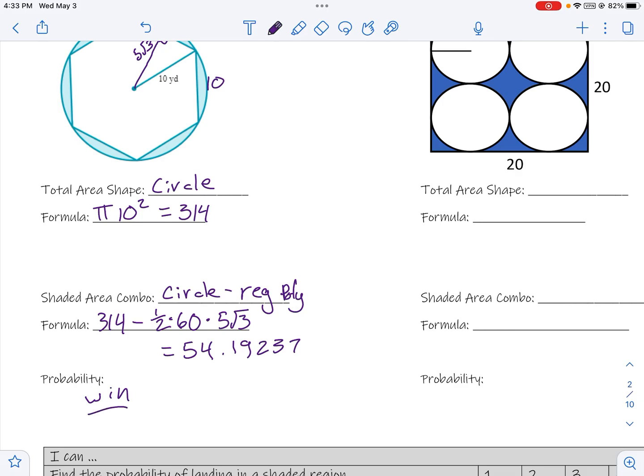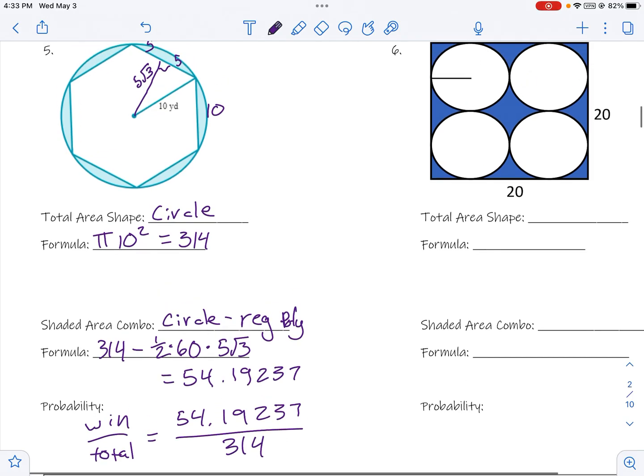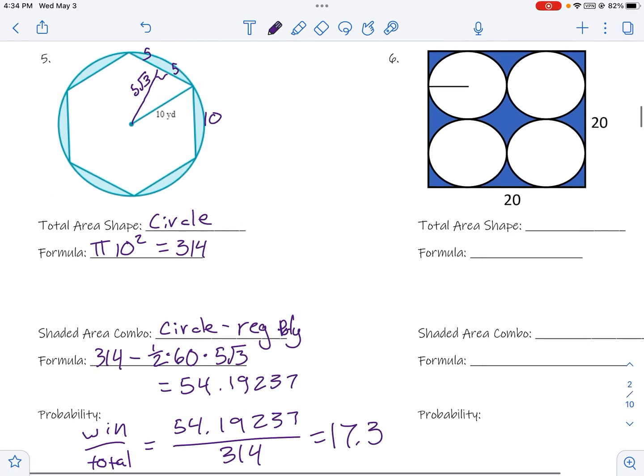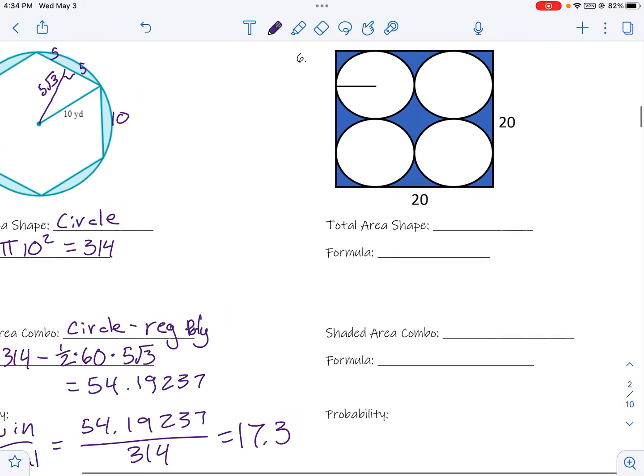Probability, win over total. A win would be that shaded region, that 54.19, divided by the circle, which was 314. If you look at the picture, it's a pretty small chance that you hit there, so we should get a pretty low number. We'll see what we get. Divided by 314, I got 17%. I'm going to round up to 17.3, which seems about right. A 17% chance is pretty low.